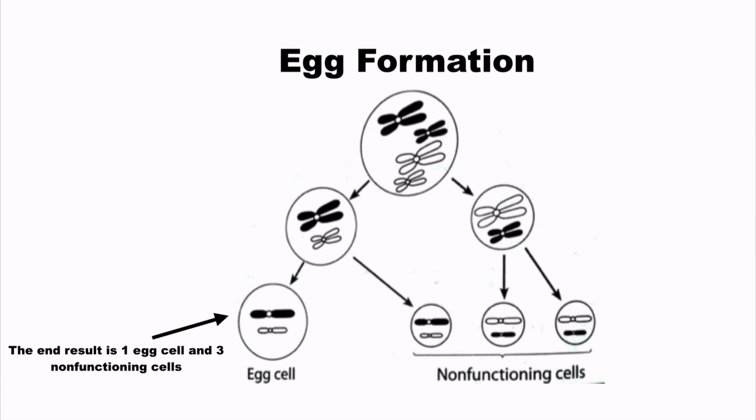On the female side, egg formation occurs in the ovaries, and it's a very different process in comparison to sperm formation. The result of one parent cell undergoing meiosis produces 1 functional egg cell and 3 non-functional cells. Females will produce 1 egg every month between the ages of 13 and 55. Now, obviously, those 2 numbers change from female to female, but the important thing is there's an end to when females can produce eggs. And that's called menopause.